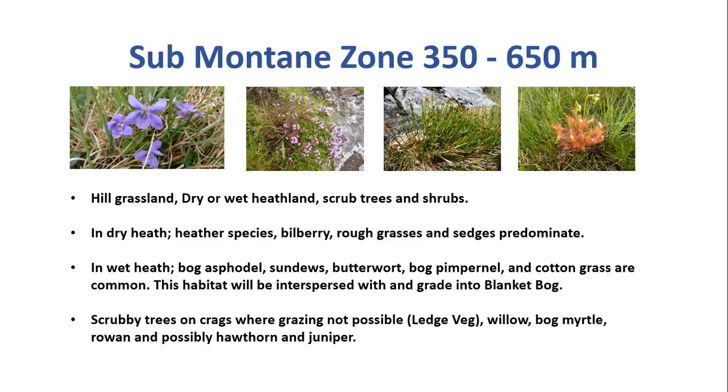And the scrubby trees we find generally are on crags where grazing is not possible. And for that reason, it's often called ledge veg. And you'll find scrub willows, you might find bog myrtle, some rowans, maybe hawthorn, perhaps juniper. And the reason why we don't see a lot of this in this zone is because of grazing, because the mountains are heavily grazed by sheep in the summer and by deer all year round. So a lot of this environment, this zone, if you like, is still quite heavily influenced by man.